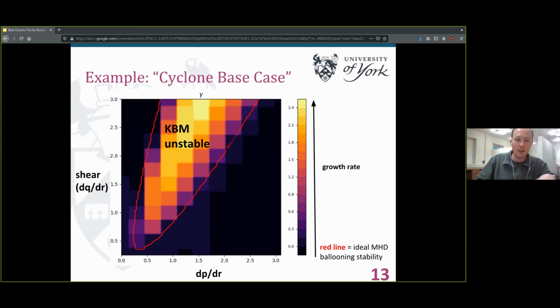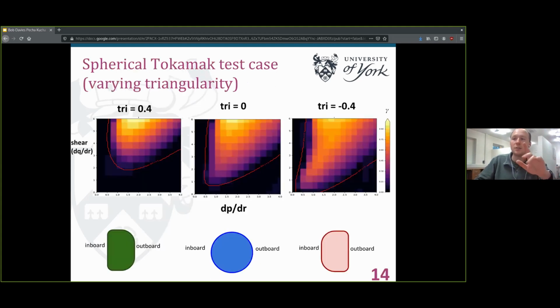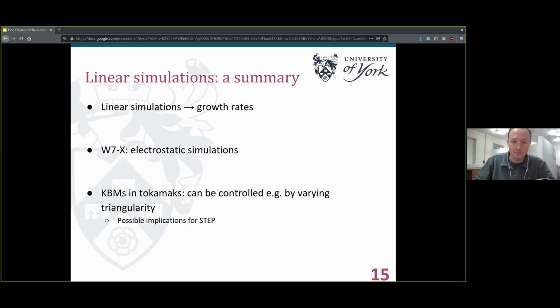The next thing I looked at is to see how the instability changes as we change the shape of the plasma. For a spherical tokamak test case, I tried changing plasma triangularity, and we see that positive triangularity is good news for KBM stability, and negative triangularity is bad news. This could be relevant for the STEP reactor in the UK, for example.